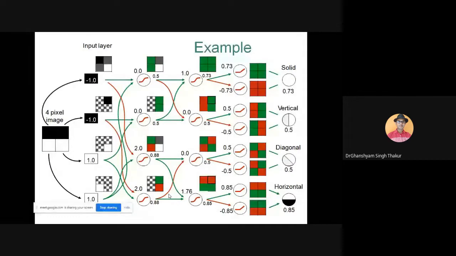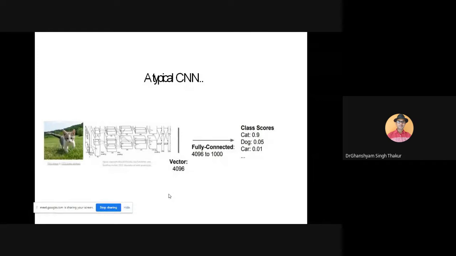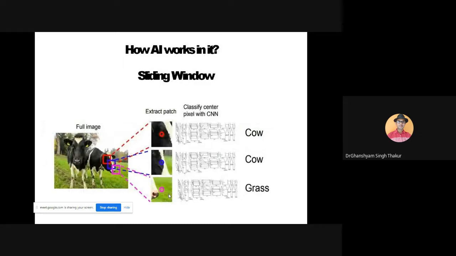So horizontal will be maximum. Another typical CNN takes the image of a cat as input, and this input goes through the different layers. It will provide the score for cat 0.9, for dog 0.05, and for car 0.01. The score 0.9 is maximum, so cat is correctly classified. This is how AI works in its sliding window. These are some other applications of CNN.